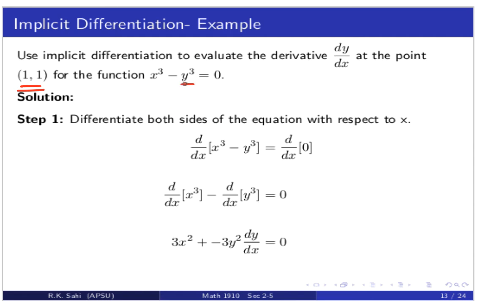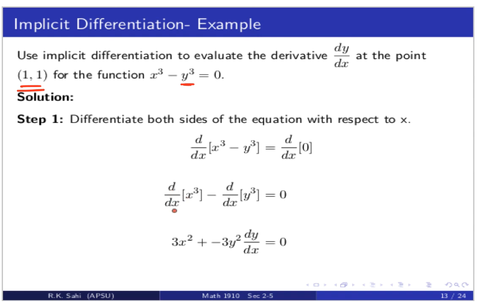So remember, your implicit functions are functions where, in simple words, you have powers of y, or you have mixed products of the x and the y's, or the sine y's, as we have been seeing before. So step 1, you differentiate both sides of the equation with respect to x. So the differential of x cubed minus y cubed equals the differential of 0, which is simply 0.